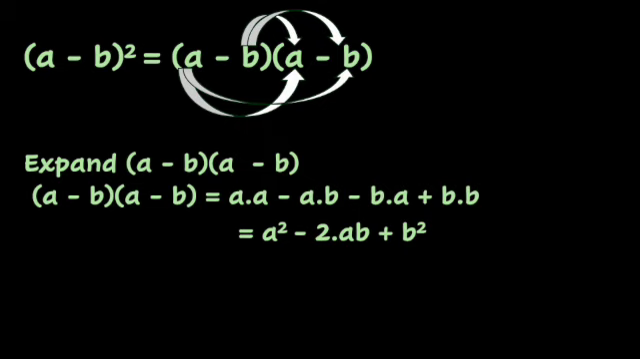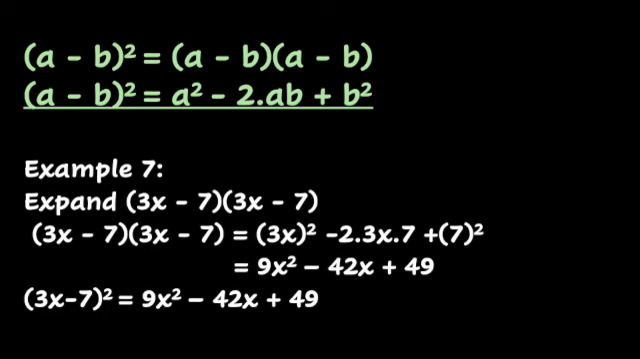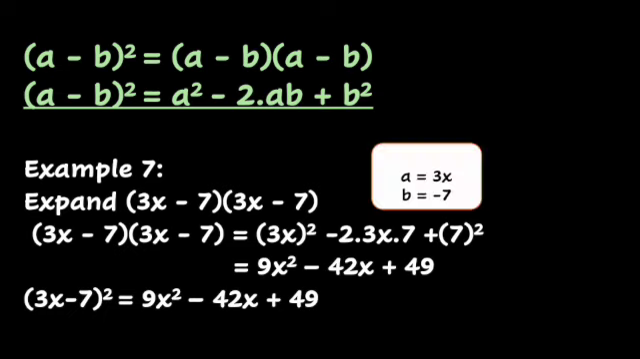In example 7, we have (3x minus 7) times (3x minus 7). So we can rewrite it as (3x minus 7) whole square. So when we use the formula, we put a equal to 3x in the formula and b equal to minus 7. When we solve and simplify, we get 9x square minus 42x plus 49. So we can finally write (3x minus 7) whole square equal to 9x square minus 42x plus 49. That's our answer to the given example.